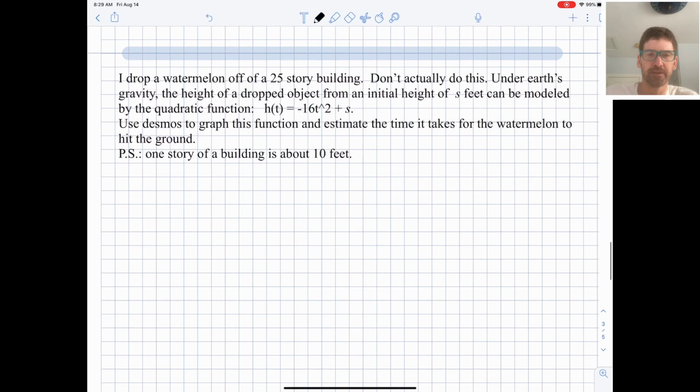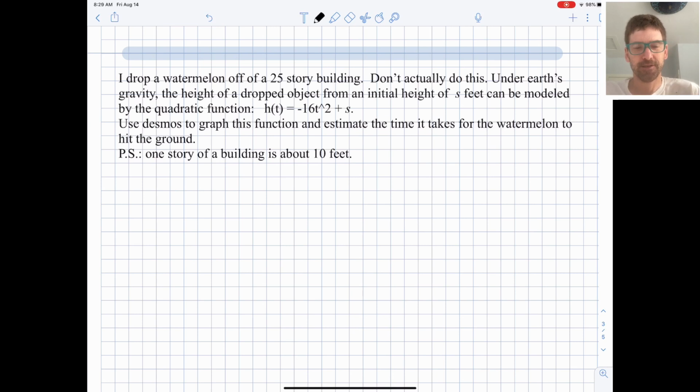Next one we'll do is a little bit of a real-world connection problem, and the scenario is this. Don't ever do this scenario in the real world though, okay? I drop a watermelon off of a 25-story building. Under Earth's gravity, the height of a dropped object from an initial height of s feet can be modeled by the quadratic function h of t equals -16t squared plus s. So we're going to use Desmos to graph the function and estimate the time it takes for the watermelon to hit the ground.